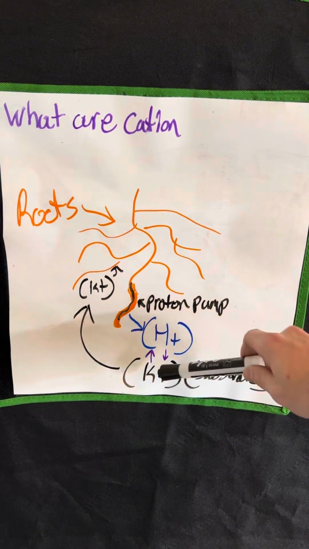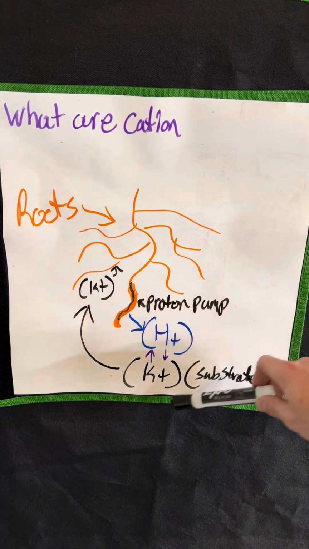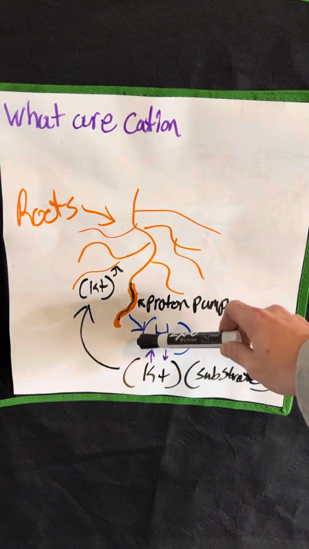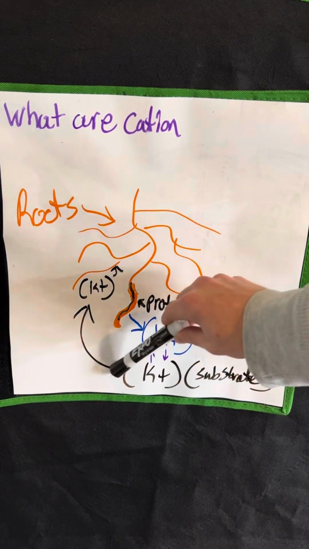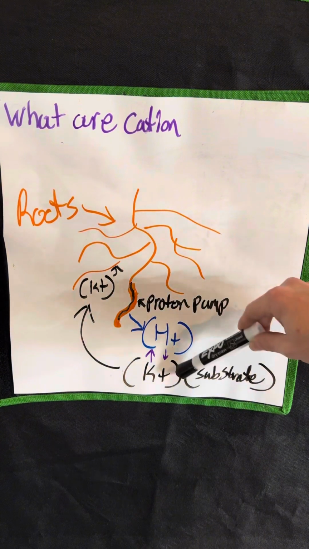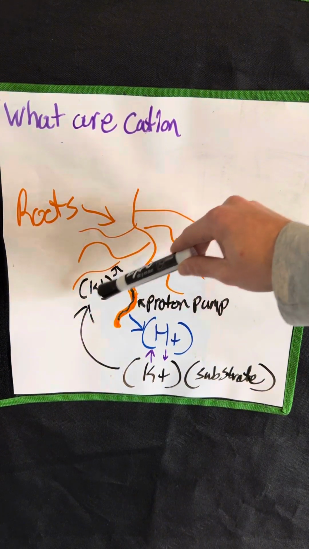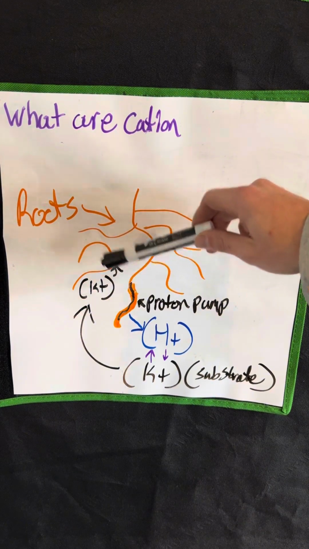And then what they will do is displace the potassium cation and separate the bond. Basically, the hydrogen will take the place of the potassium, allowing the potassium to break away from the bond with the negatively charged substrate. Therefore, the roots can uptake the potassium cation through ion channels in the root system.